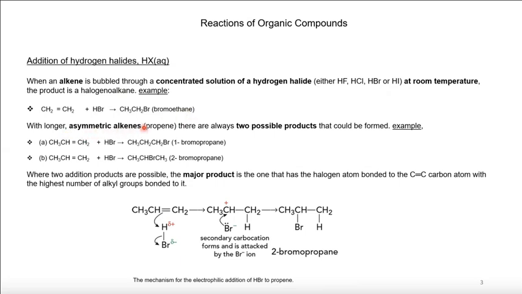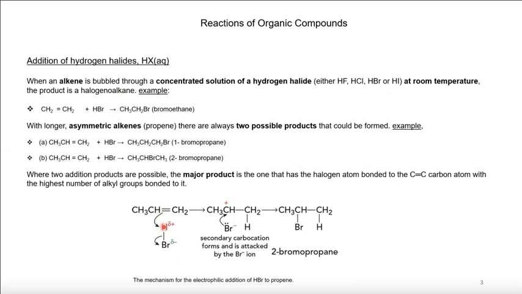With longer asymmetric alkenes, that means this is a simple alkene. If it is an asymmetric alkene, let's say it's CH3 here and then CH, double bond CH2. This is what's called an asymmetric alkene. If we name this, it's propene, and there are always two possible products that form. In this particular case, one is 1-bromopropane, another is 2-bromopropane. Now, of these two possible products, which one will be the major product? That's what we are showing here with the reaction mechanism.